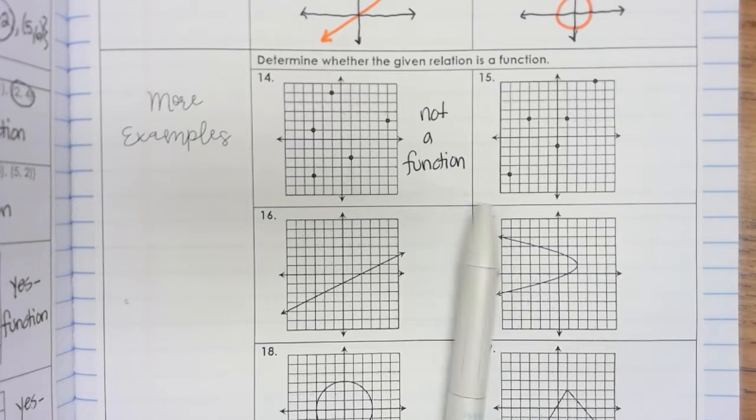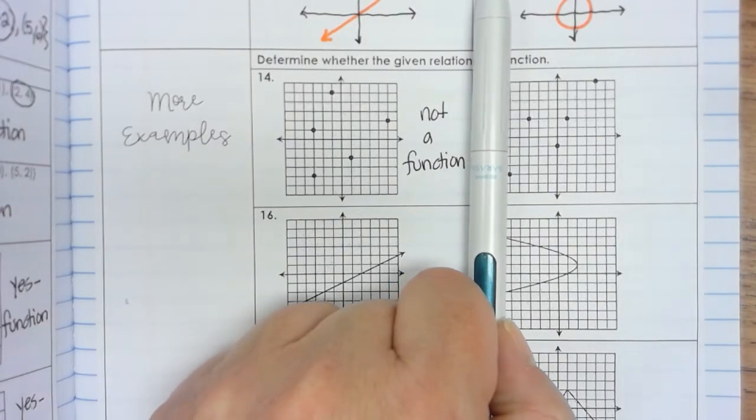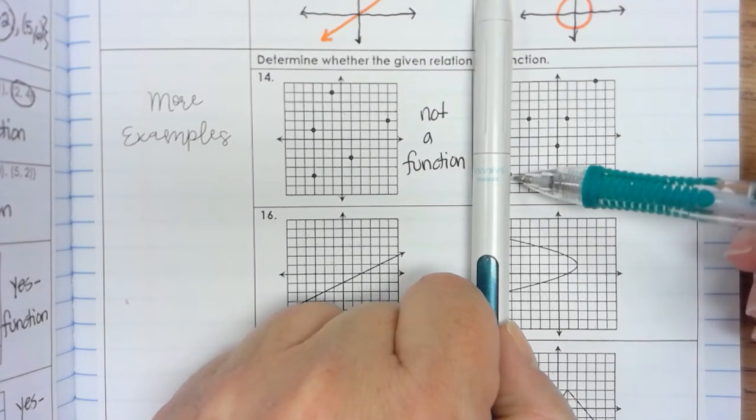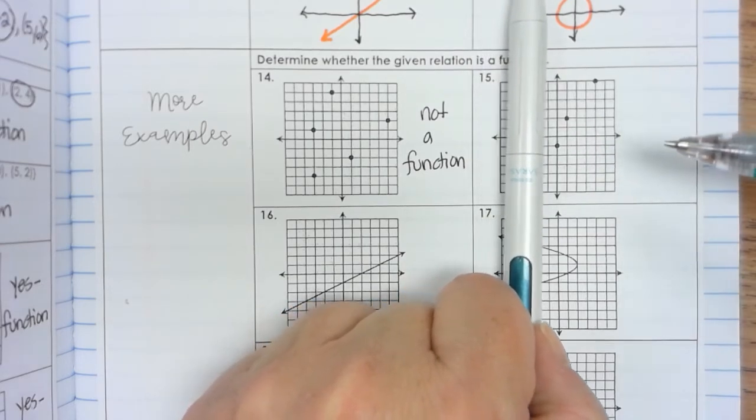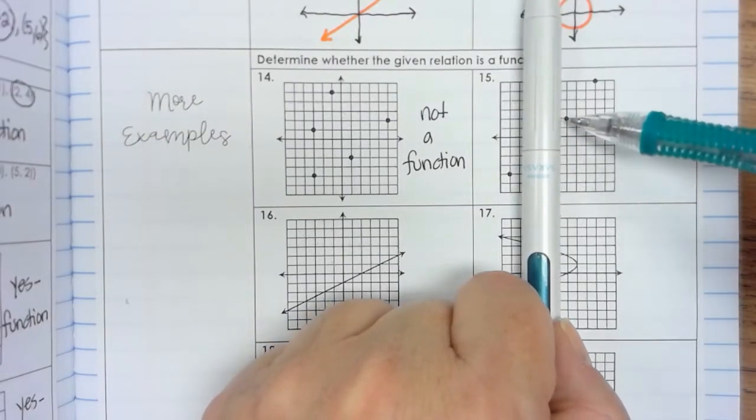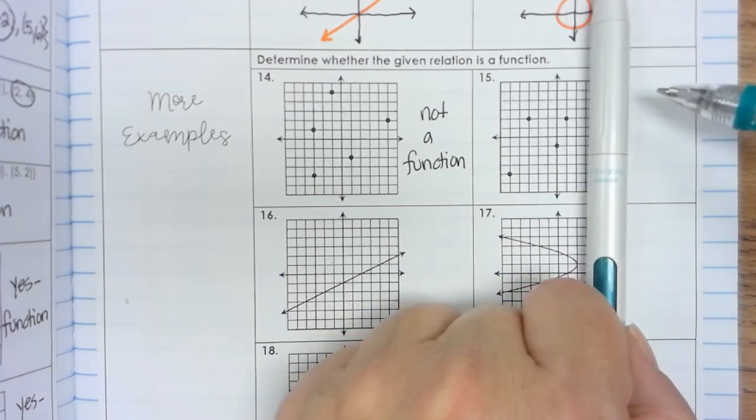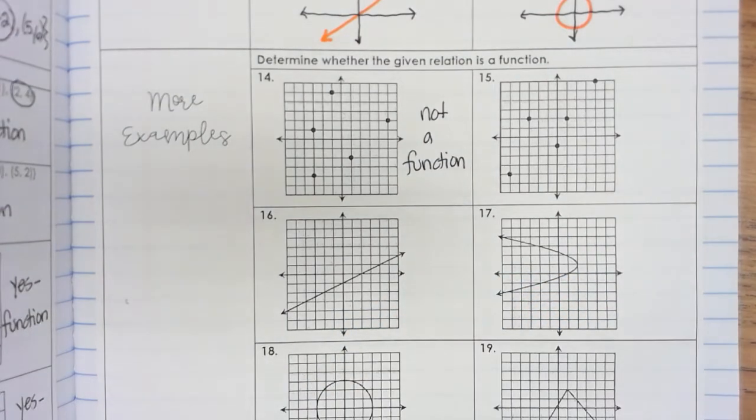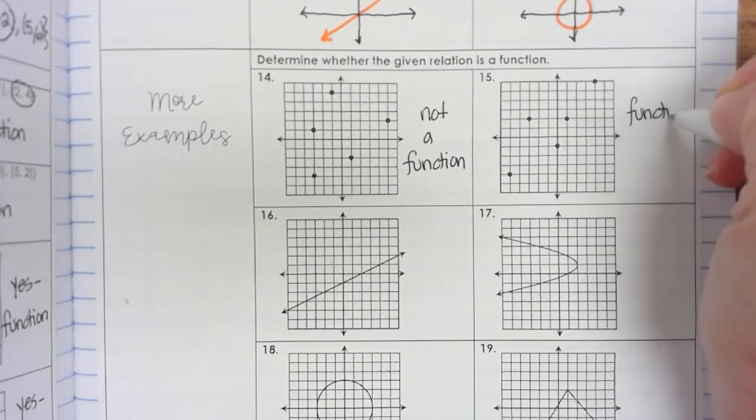All right, take a look at number 15. I'm going to start on the left side. As I come across, I hit one dot, keep going, one dot, keep going, one dot, one dot, one dot. Every time I hit a dot, it was just once. So if I hit one dot at a time, this is a function.